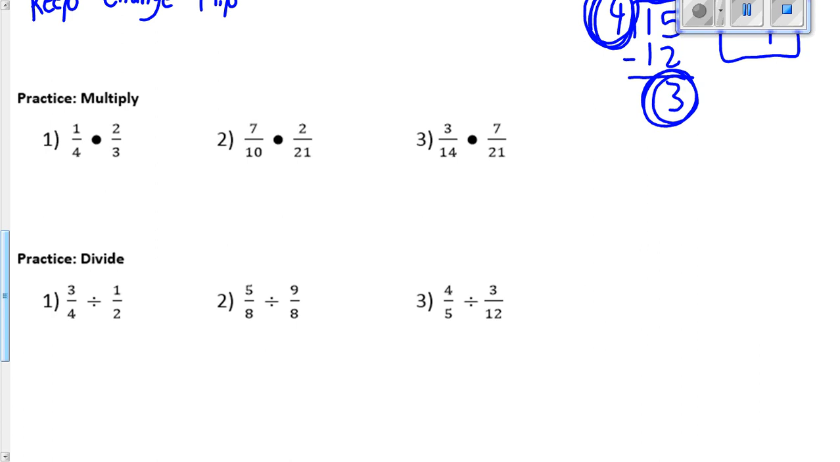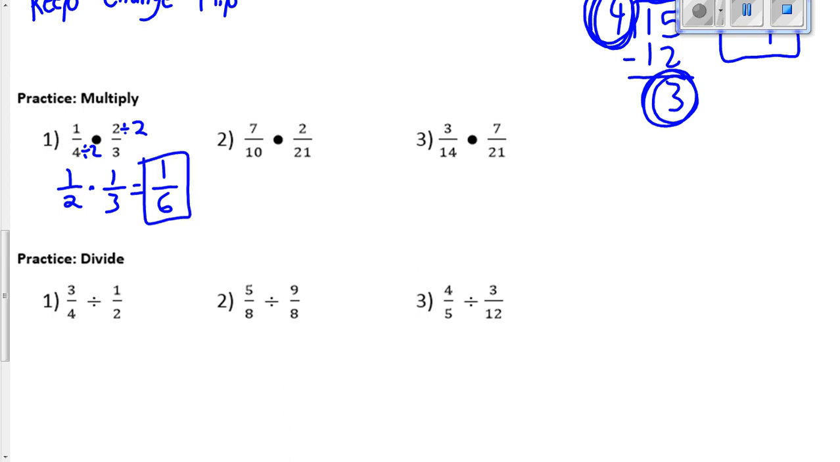All right, so let's look at this question here. We have 1/4 times 2/3. The first thing I notice is 2 can go into 2 and 2 can go into 4. So I'm going to go ahead and reduce right there. So I'm going to have 1/2 times 1/3. That's just going to be 1/6. Final answer. That's it. Nice and easy.